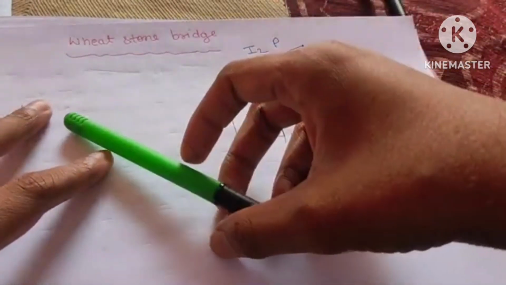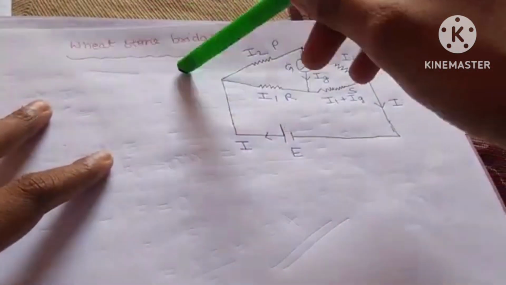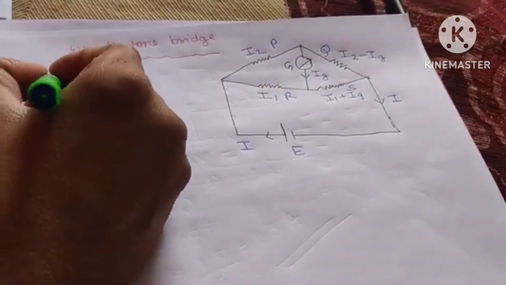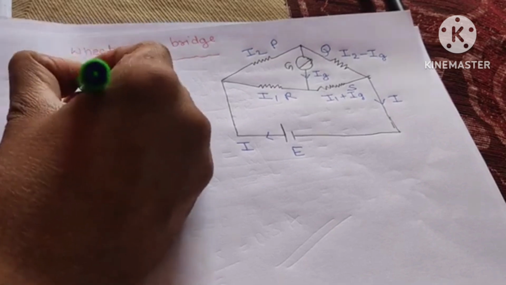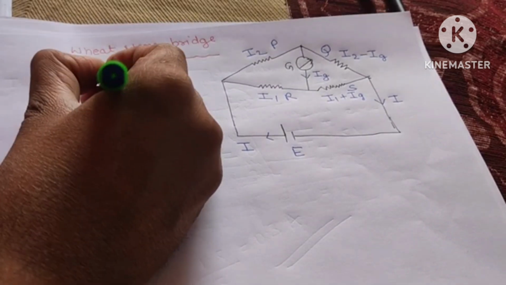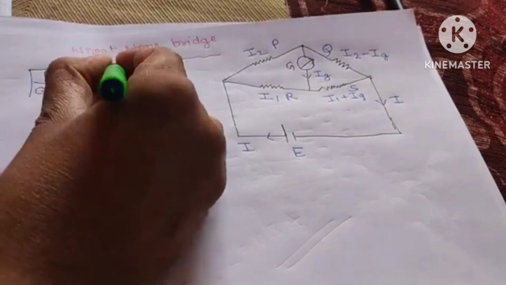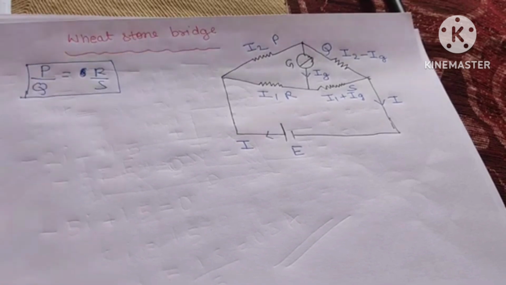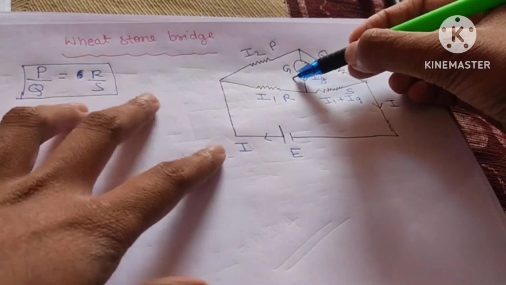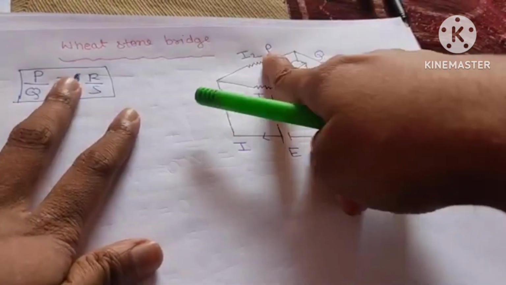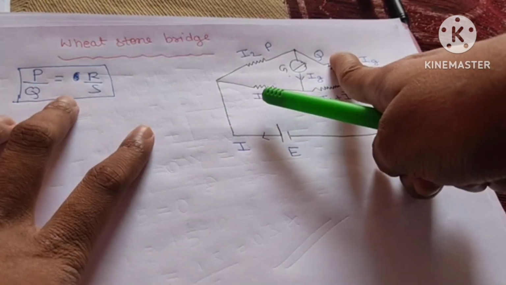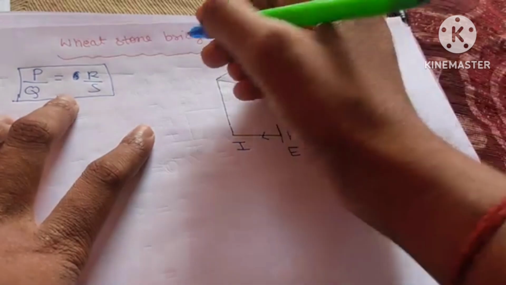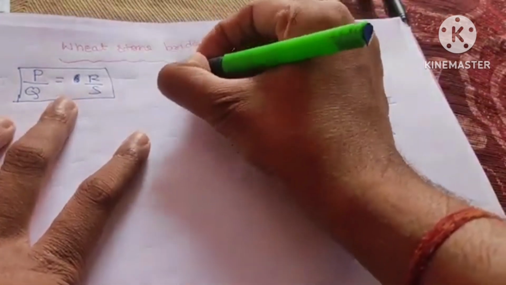Hello friends, today we'll solve the problem of the Wheatstone bridge. We need to prove P by Q is equal to R by S. So this is what we are going to derive. P, Q, R, S are resistances, and G is also a resistance. The condition is: if the ratio P by Q is equal to the ratio R by S, then there is no current flow, meaning we'll take Ig as 0, but not now.